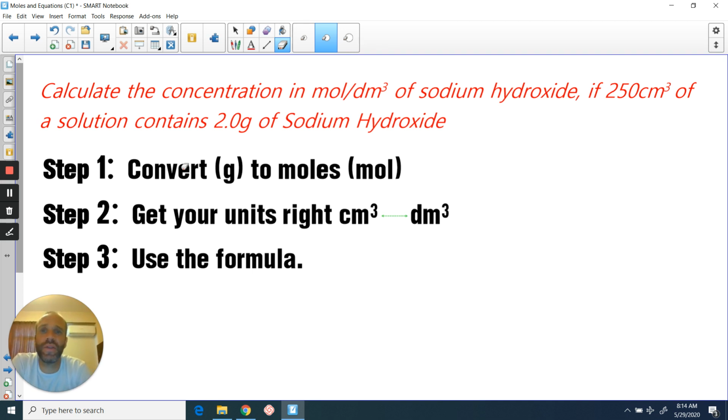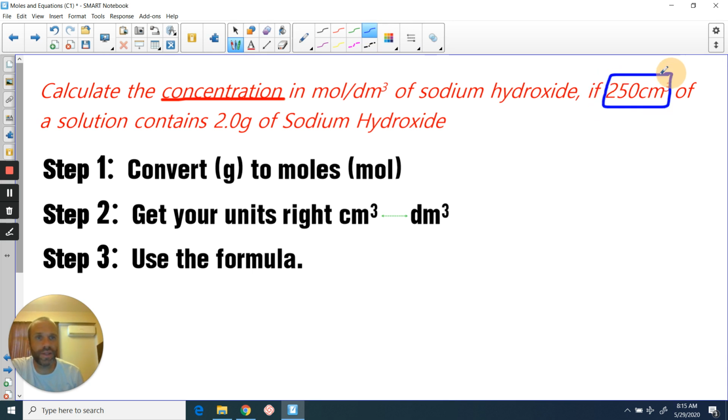The question asks, calculate the concentration of sodium hydroxide if 250 centimeters cubed of a solution contains 2 grams of sodium hydroxide. Okay, so we've got to look at this data and then decide, well, how are we going to calculate the concentration here, okay? What data have we been given and how are we going to use that data? So my approach would be, while I'm getting familiar with it, to outline the data given. So that is the volume data, okay? And we know that the volume is 250 centimeters cubed of sodium hydroxide.